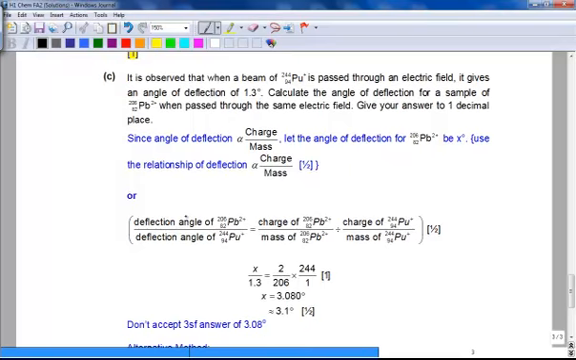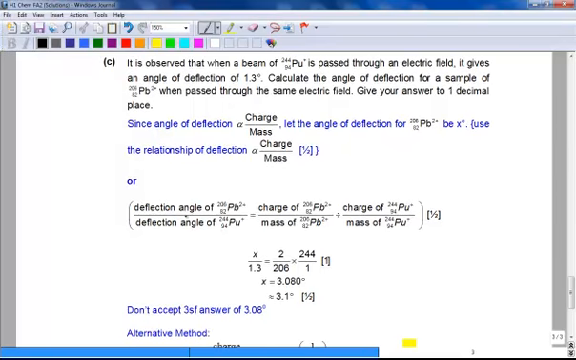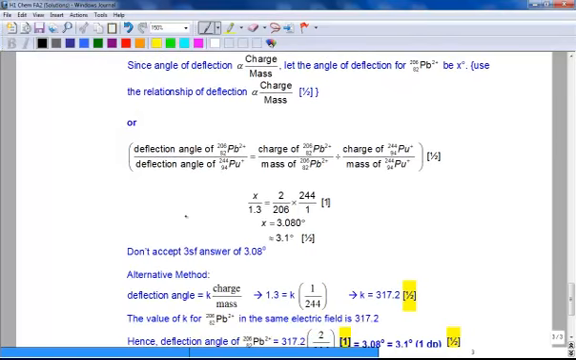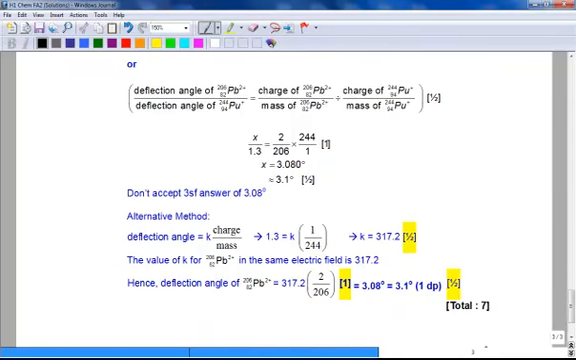For part C, I think all of you should be able to do it on your own, so I will not go through this part. You just need to be very sure of your equation. It should be deflection angle proportional to charge over mass.